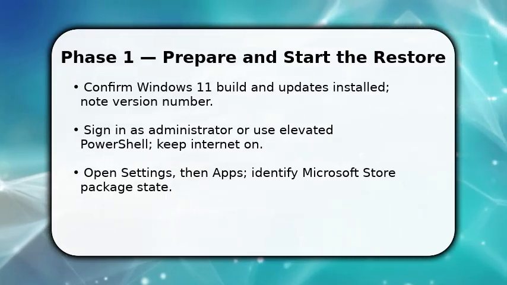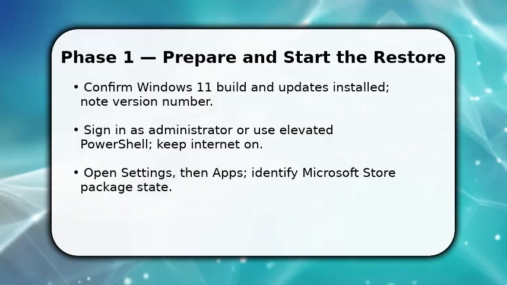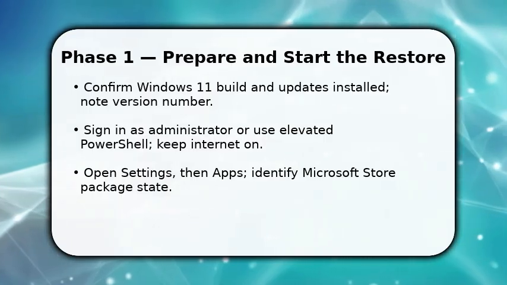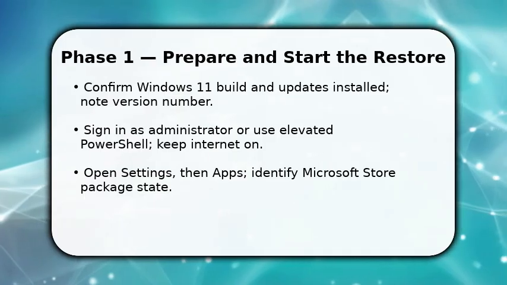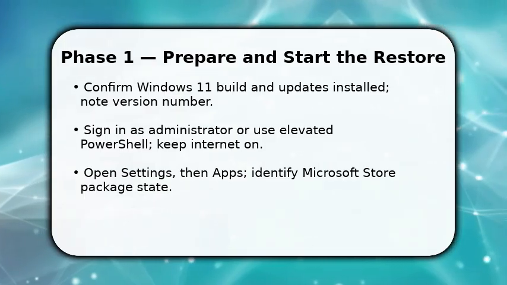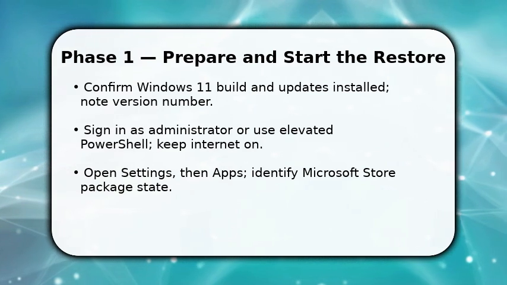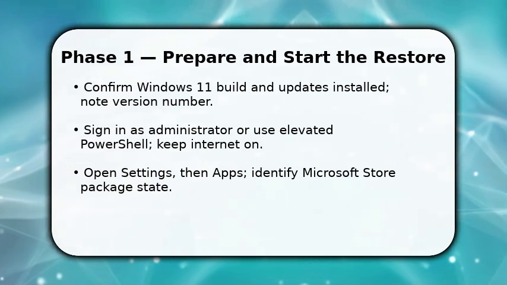Open Settings, go to Apps, then Optional Features to check the store entry. If the store is missing or broken, you'll switch to PowerShell next. This is where you'll forcibly re-register and restore core store packages.